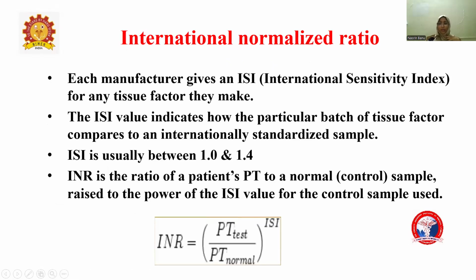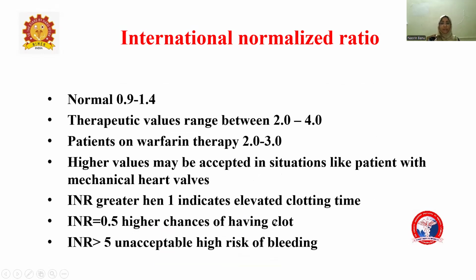And coming to the international normalized ratio, each manufacturer gives an international sensitivity index, that is ISI, for any tissue factor batch. The ISI value indicates how the particular batch of tissue factor compares to an internationally standardized sample. ISI is usually between 1.0 and 1.4. INR is the ratio of a patient's prothrombin time to normal, that is the control sample, raised to the power of the ISI value. So INR is equal to the test PT divided by the normal PT, raised to the power of ISI, the International Sensitivity Index.